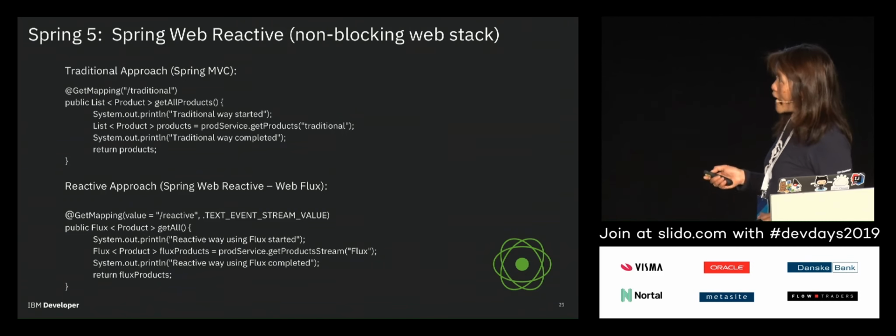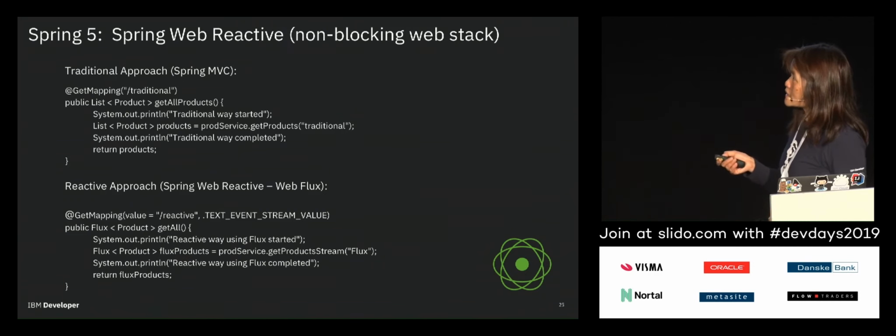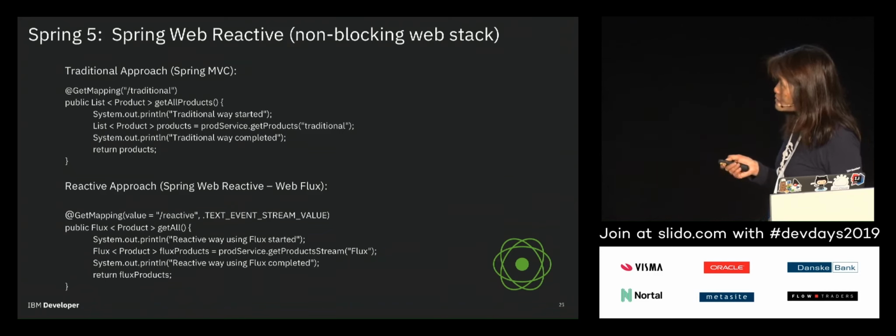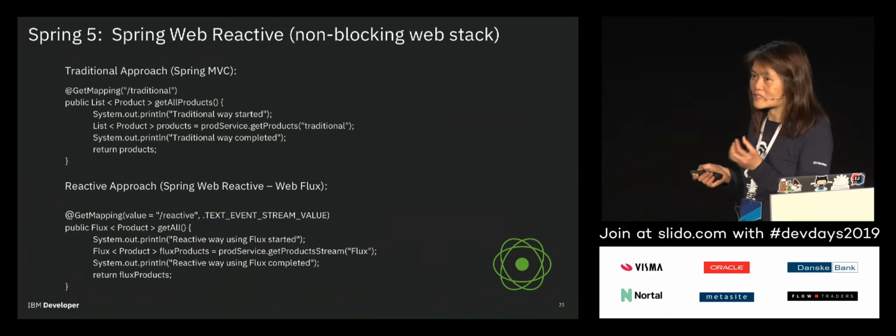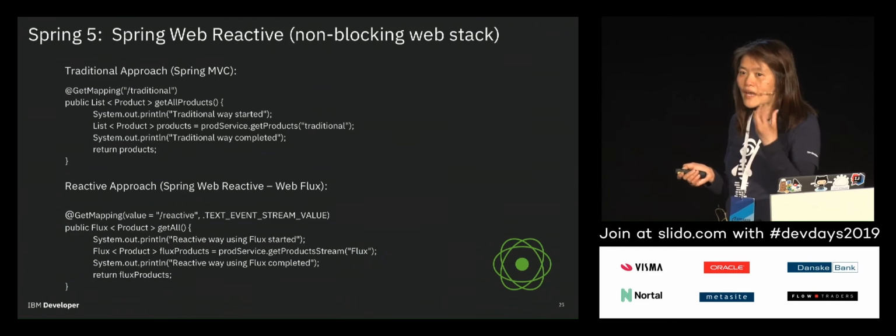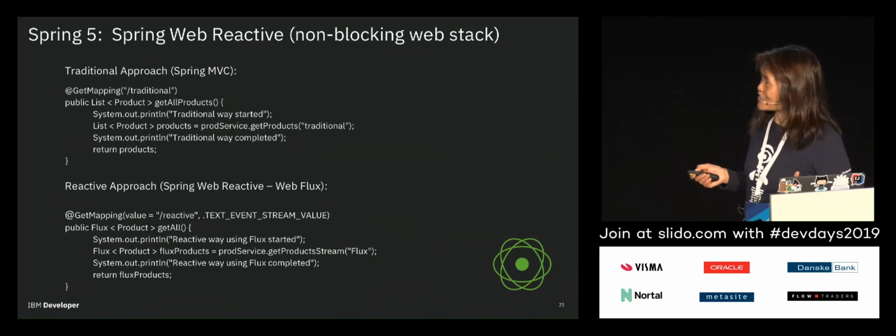However, if you use the reactive approach using WebFlux, the system output will say "reactive way using Flux started." Then this call goes to get the product stream, and in this case it returns you a Flux. So think of Flux as just like a ticket. You hold on to it. You haven't got your list of products yet.